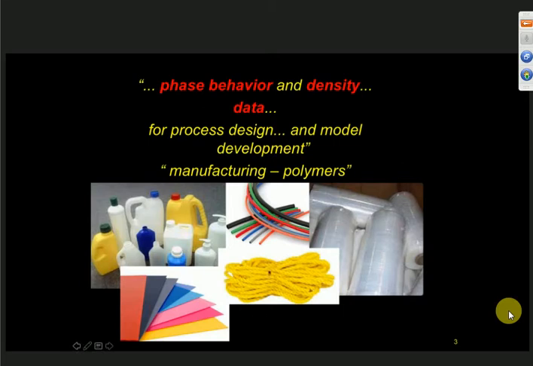Here the polymers are used in many applications in our daily life. Like you see, they can be made into bottles, tubes, sheets, and many more. Just a couple of examples here. Most of these are made with simple polymers like polyethylene or polypropylene. Those polymers are made at really high temperatures and high pressures, and it's important to understand the phase behavior and the density information for process design calculations.